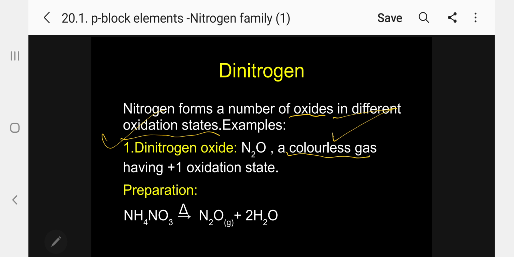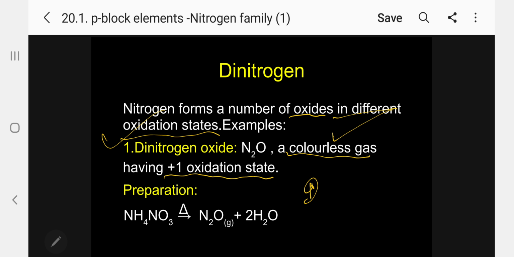Please follow, my dear students. You just memorize the formula, name, and whether it is a solid or liquid, and the oxidation state. You have to remember; a question can be asked. Dinitrogen oxide is a gas having oxidation state plus 1. Kindly follow. How do we find the oxidation state?